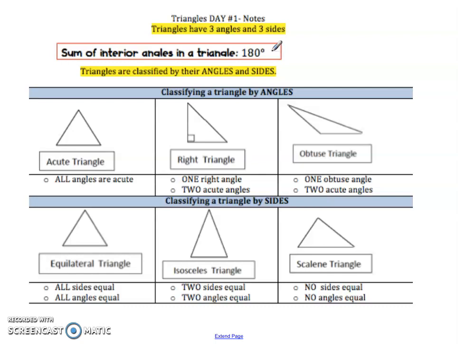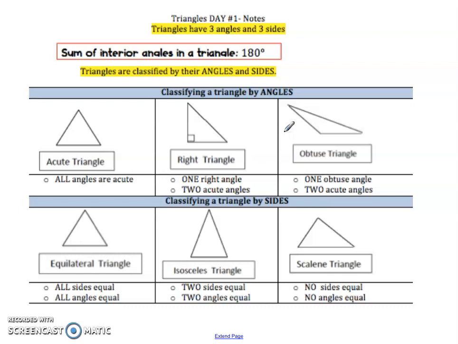This was, I'm sure, mentioned to you in 4th grade, but in case you forgot, we classify a triangle by the angles. So if the triangle has all acute angles, it's an acute triangle. If it has one right angle, it is a right triangle. And if it has one obtuse angle, it is an obtuse triangle. Okay? So all acute angles, it's an acute triangle. One right, it's a right. One obtuse, an obtuse triangle.